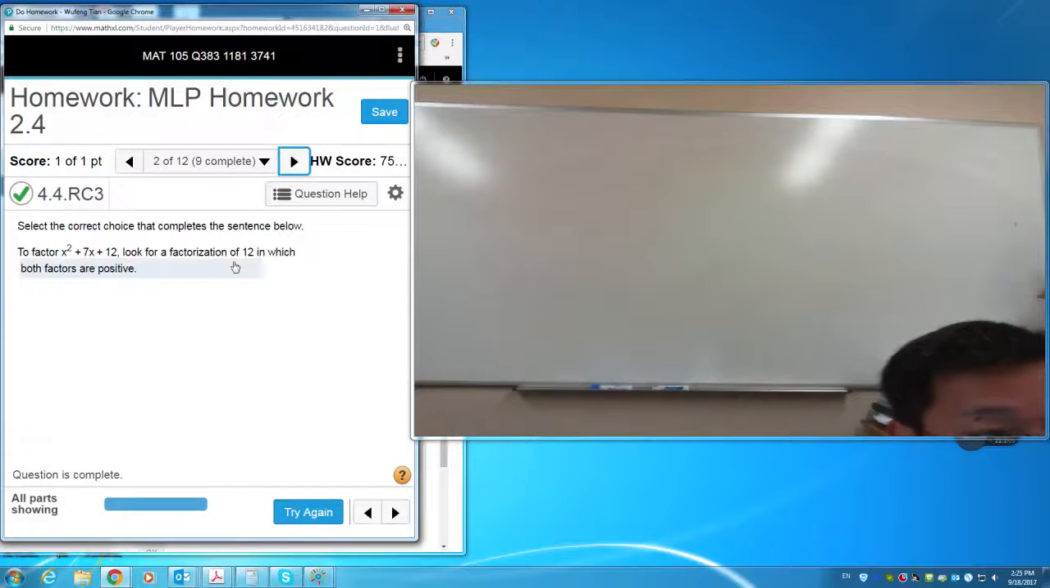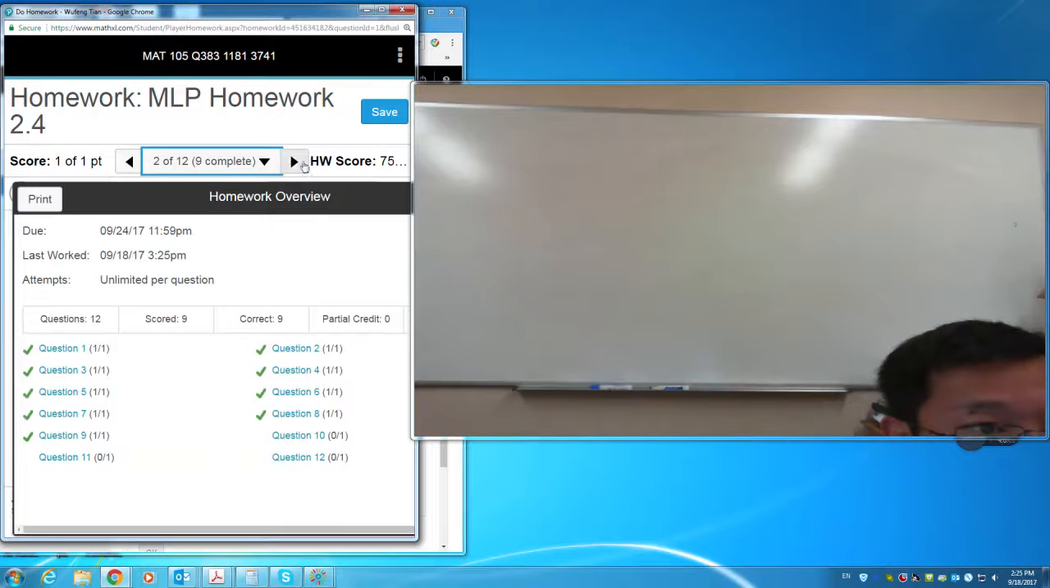Okay, next one. Factor x squared plus 7x plus 12, where both factors are positive, so this is an easy one.